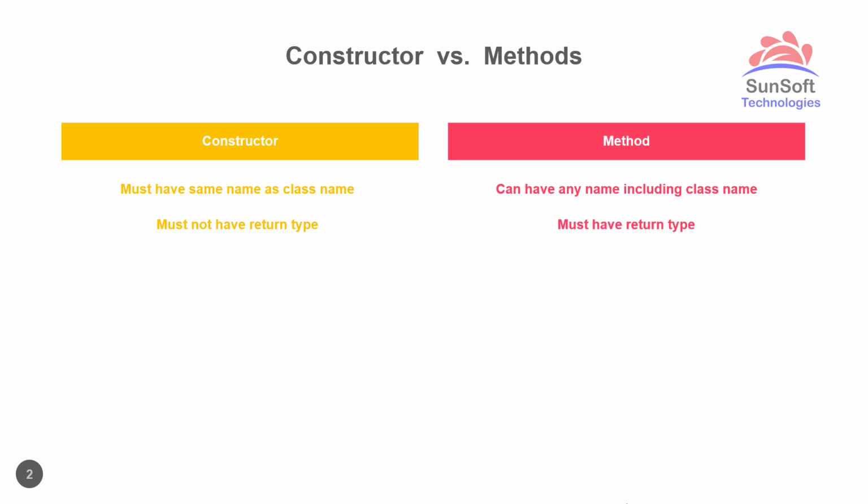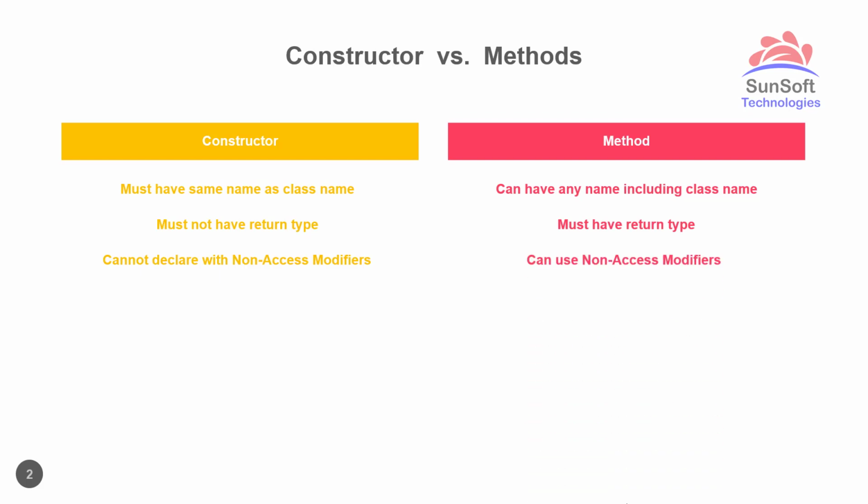Then the third difference is that you cannot declare non-access modifiers with a constructor. When we say non-access modifiers, it means static, final, abstract, these kinds of keywords are not allowed with constructors, whereas we can declare these keywords with methods.